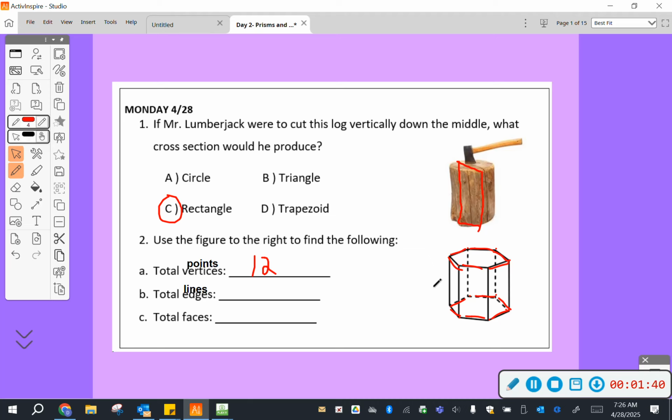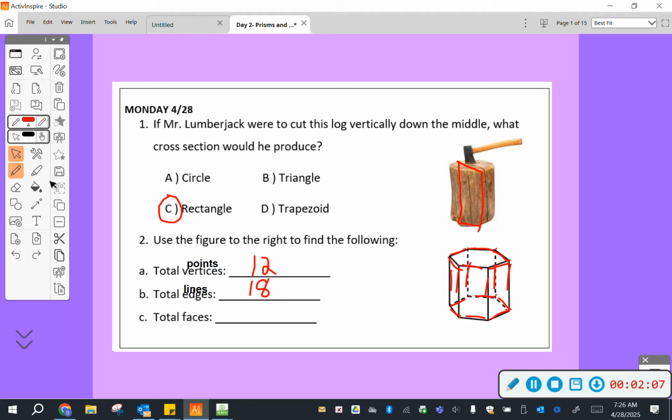And then what other lines do I have? The ones up and down connecting them. 1, 2, 3, 4, 5, 6. So what is 12 plus 6? 18. So that was 6 lines up top, 6 lines connecting them, and 6 lines on the bottom. I don't really like having those 6s on my board, but 6 plus 6 plus 6 is 18.